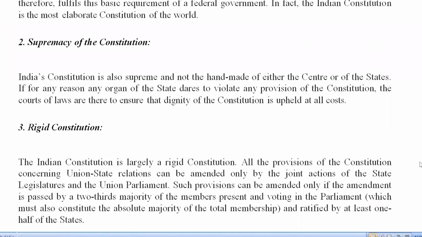Supremacy of the constitution. India's constitution is also supreme and not the handmaid of either the center or of the states. If for any reason any organ of the state dares to violate any provision of the constitution, the courts of law are there to ensure the dignity of the constitution is upheld at all costs.